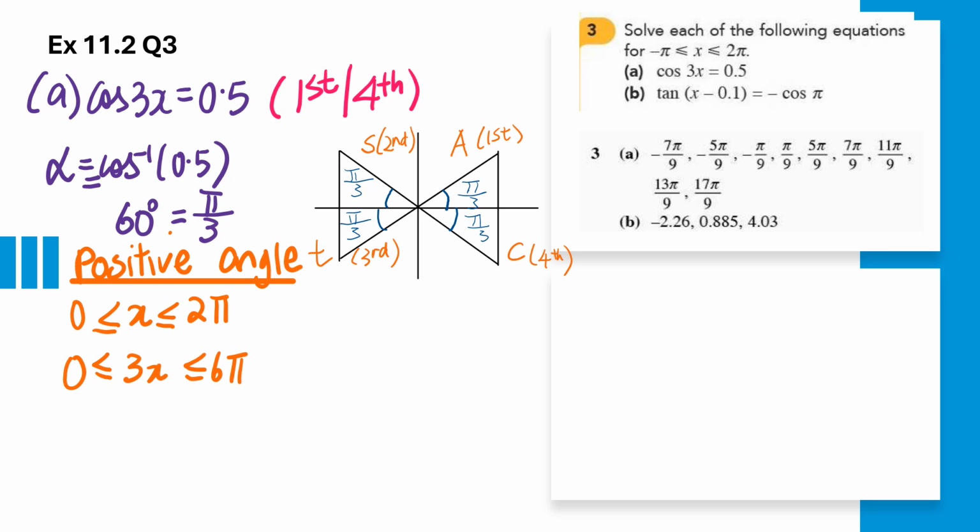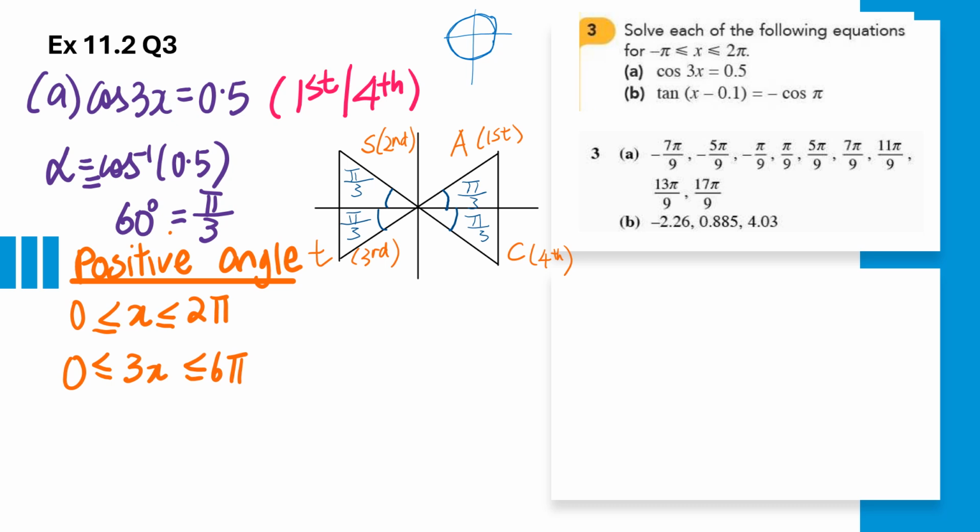0 to 2 pi is just like one round. Okay, you start from here, you go one round, that is 0 to 2 pi, right? So if you go again another round, that means it's 0 to 4 pi, right? Because 2 pi plus 2 pi is 4 pi. Then if you go another round, it means 2 pi plus 2 pi plus 2 pi, 6 pi. This is what it means. Okay.